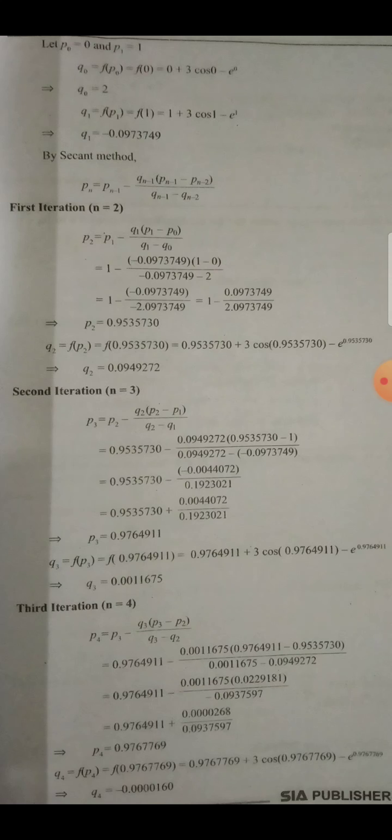Next, find out Q2. Q2 is equal to f of P2 is equal to f of 0.9535730 is equal to 0.9535730 plus 3 cos 0.9535730 minus e power 0.9535730, implies Q2 is equal to 0.0949272.